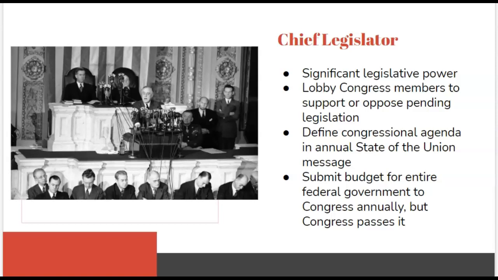In addition to formally signing a bill into law or vetoing a law, the President can also lobby Congress members to support or oppose pending legislation. In addition, the President is expected to give a formal speech in the State of the Union every year, and in that State of the Union, they often lay out congressional agendas. They place pressure on Congress to pay attention to specific issues and prioritize certain policies. The President also submits the annual budget for the federal government, and even though this is just a proposal, it still places a lot of pressure on Congress to adhere to it.